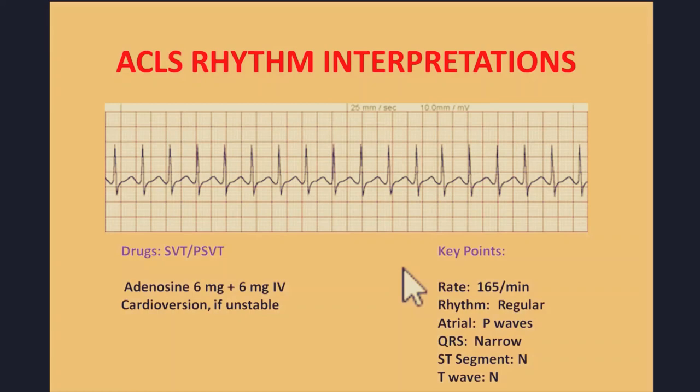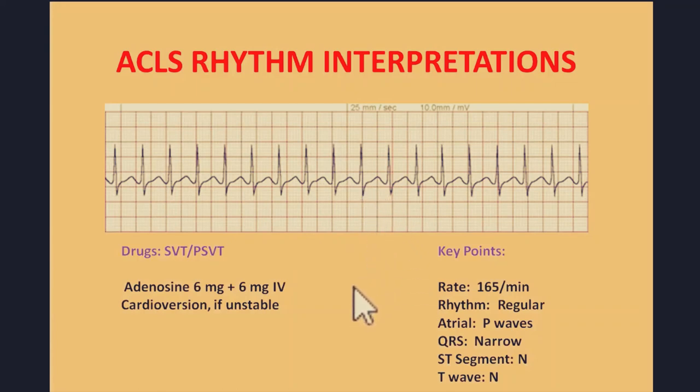Here is an example of a much faster rate, which is almost like a 150 to 165 rate. And this is an example of a supraventricular or paroxysmal supraventricular tachycardia. Could be like an atrial tachycardia. The rate is regular. There is a P wave which is here and a narrow QRS complex, and the T wave and the P waves are sort of merged together because of the rapid rate. The ST segments are okay and the T waves are all right.